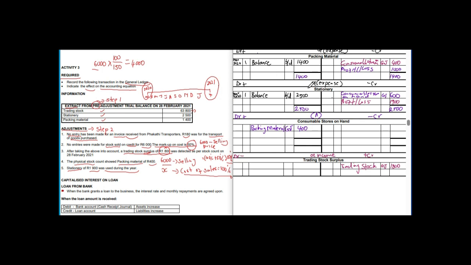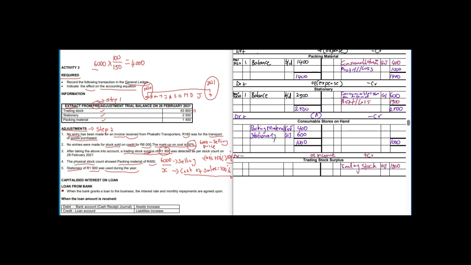Same thing when it comes to stationery: we have consumable stores of 600, and since it's credited, it must be debited. We are having more assets in the business. And then we have stationery in the general journal of 600. Then we close off our consumable stores on hand account, looking for the bigger side. The bigger side is the debit side, and 400 plus 600 is 1,000. What you did on your left must be made on your right.